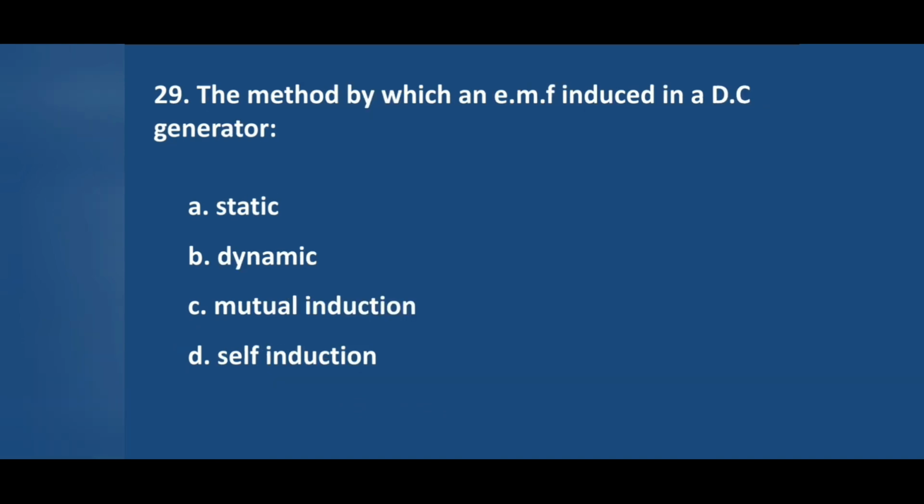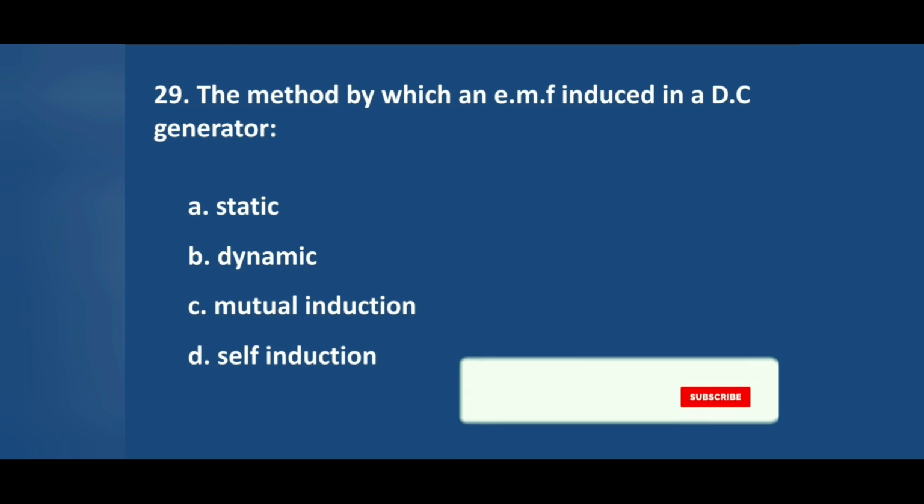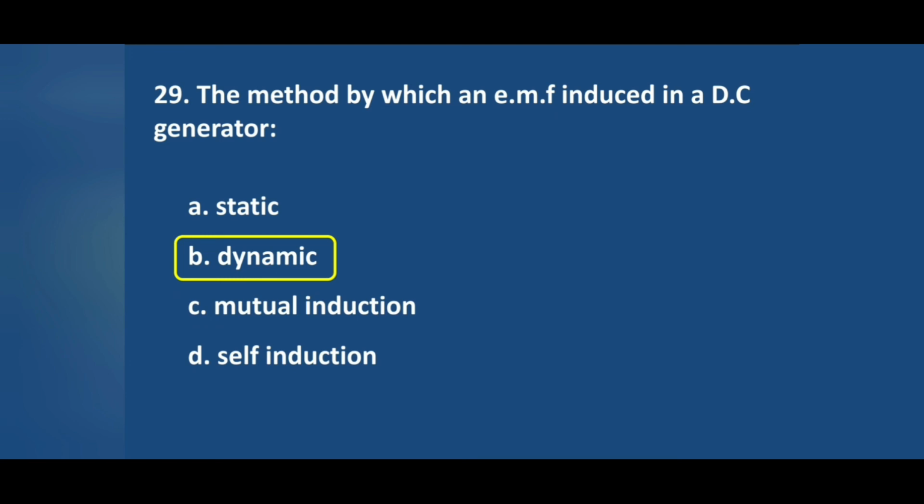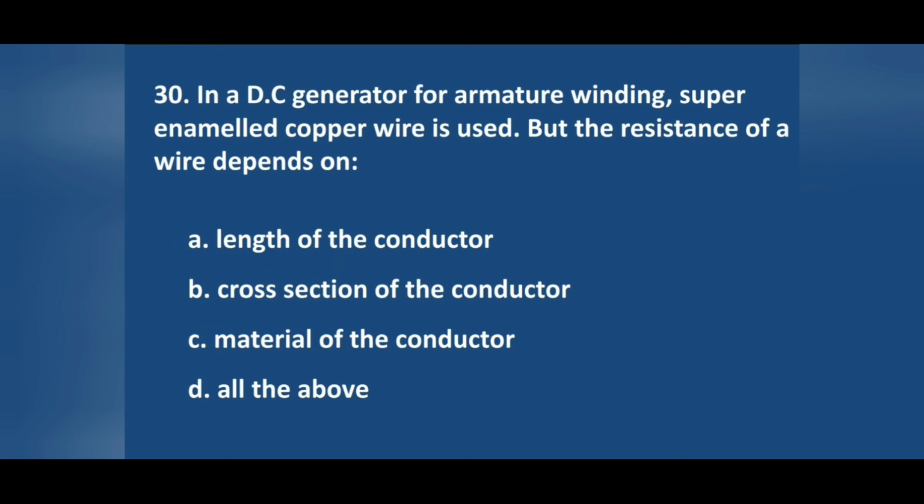Question number 29. The method by which an EMF is induced in a DC generator. Answer is option B, dynamic. Question number 30. In a DC generator, for armature winding, super enamel copper wire is used, but the resistance of a wire depends on. Answer is option D, all the above.